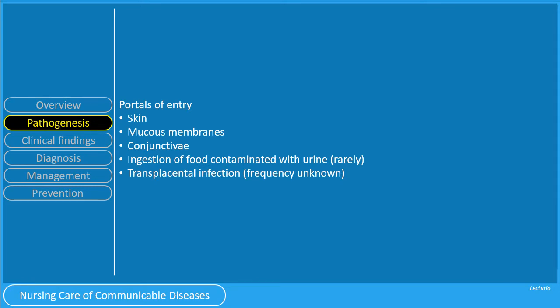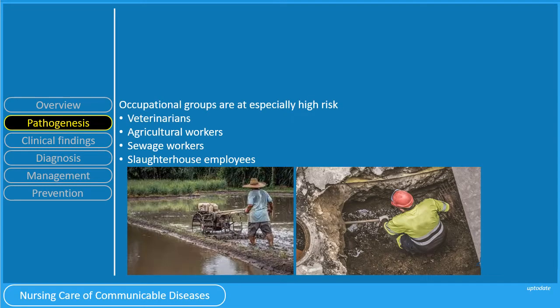Extrapolating from the previous slide, we note that the following are portals of entry: skin, mucous membranes, conjunctiva, ingestion of food contaminated with urine, although this occurs very rarely, and transplacental infection. Occupational groups at especially high risk include veterinarians, agricultural workers, sewage workers, and slaughterhouse employees.